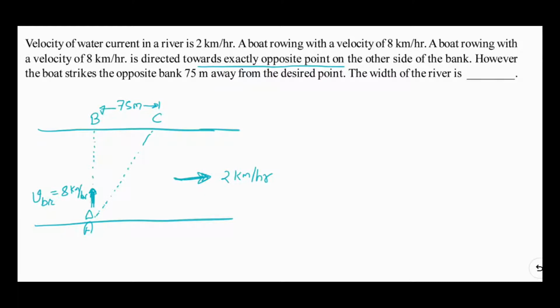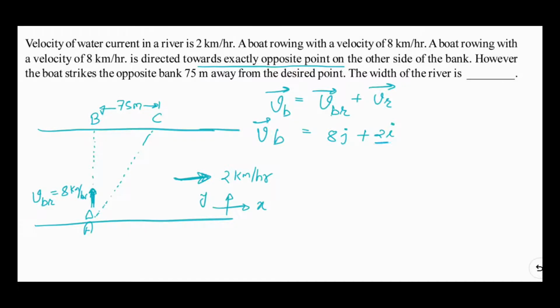But the drift velocity now is the velocity of boat in the x direction. If I assume this to be x direction and this to be y direction, the net velocity of boat in vector form I can write as velocity of boat with respect to river plus velocity of river. Velocity of boat with respect to river is in the vertical direction. You can see here it's written in this question that the boat is trying to move to the directly opposite point, so its velocity is in y direction. So it should be 8 j cap plus the velocity of river, which is 2 i cap. So if you observe, the net velocity of boat is only 2 in x direction and 8 in y direction.